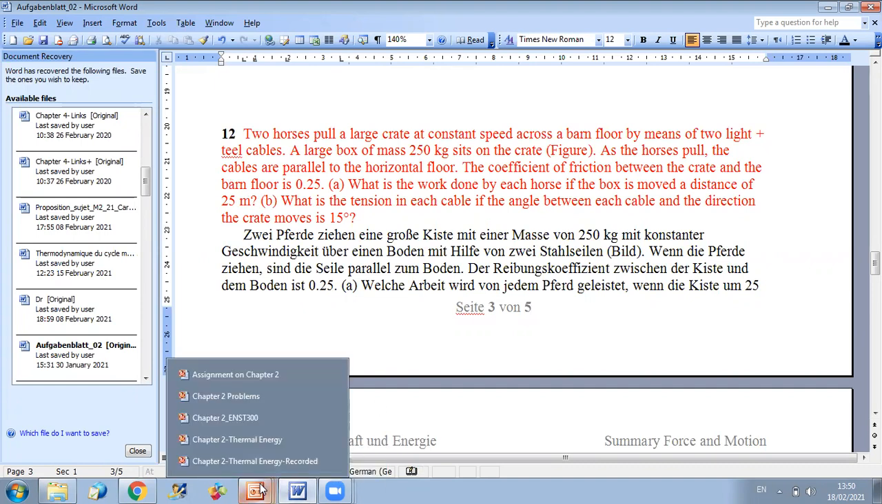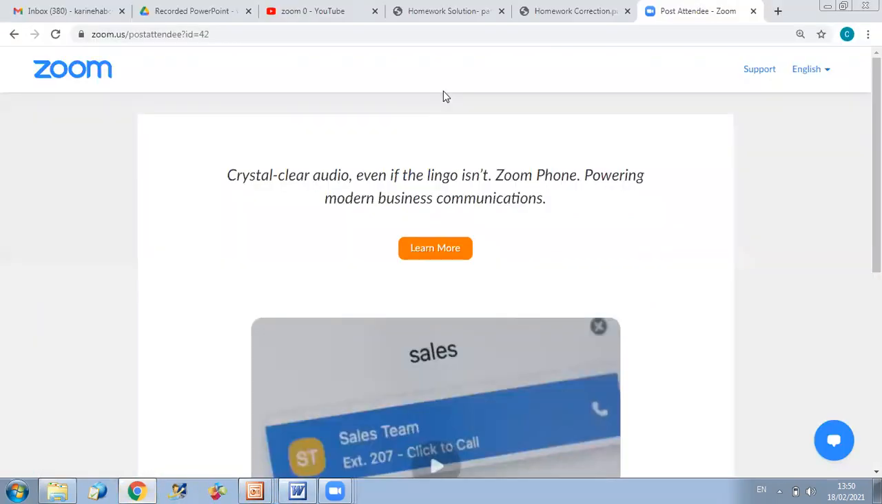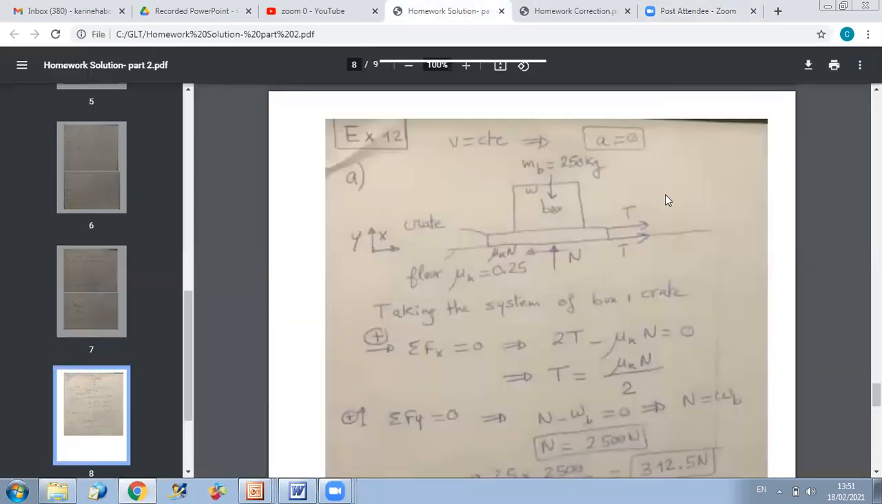So here, let us see the figure together. This problem, I wrote the solution for you in the homework solution part 2. Okay, so this is problem 12. What do we have here? We have a crate that is pulled by two horses through cables. Okay, and on the crate, what do we have? We have a box. They gave us the mass of the box, and we have that in the first case, the cables are parallel to the floor.